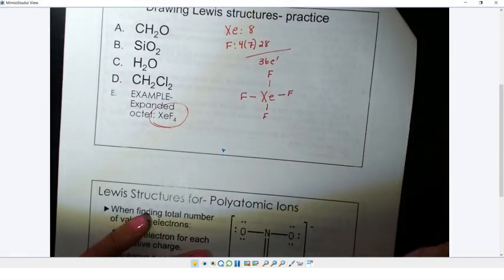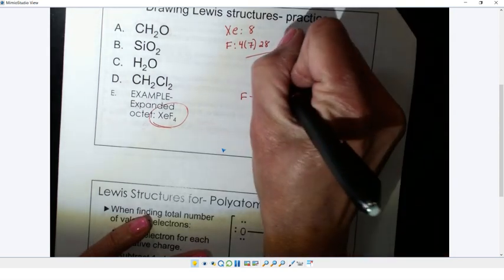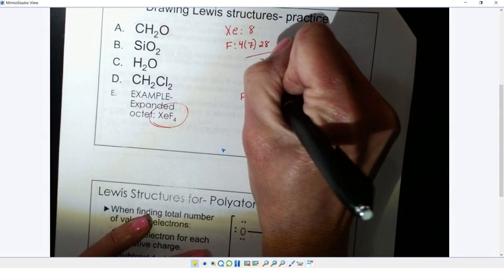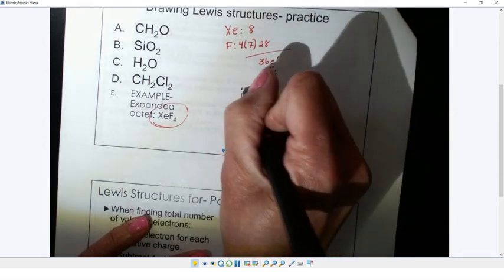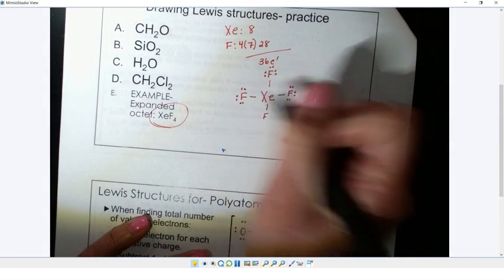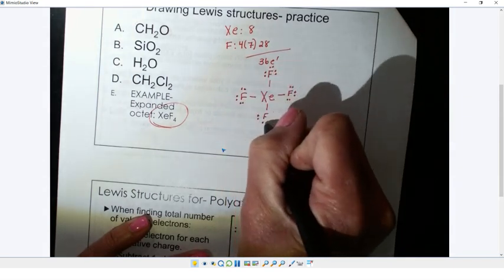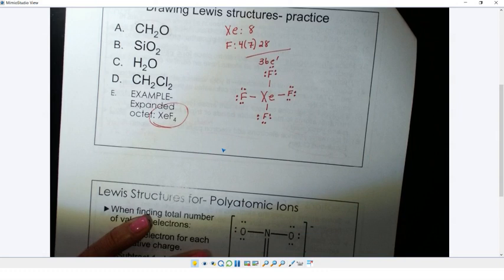And then we're going to make sure everybody's got an octet. And then we're going to count them up. So I'm going to add my valence electrons right here. Or I should say my non-bonding electrons. And now I'm going to count them up. And let's see what I've got.